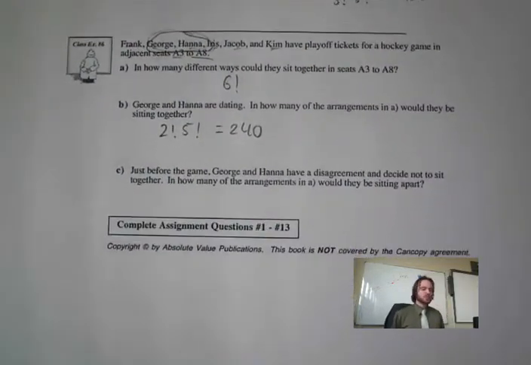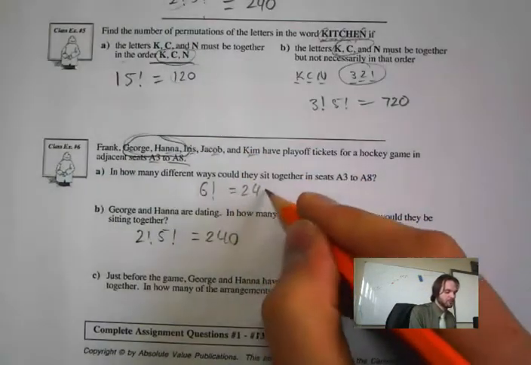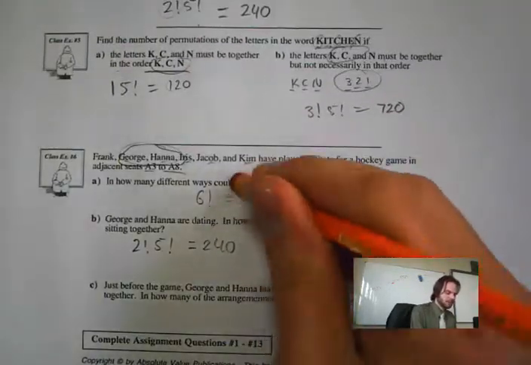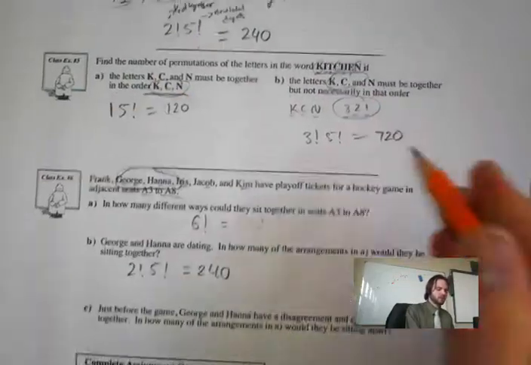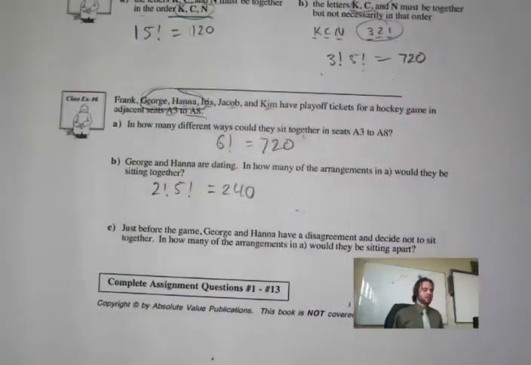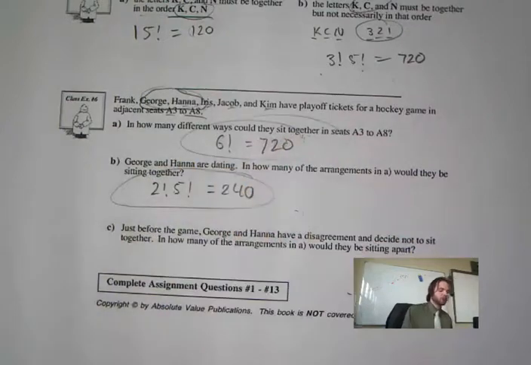Now the next one says, just before the game, George and Hannah have a disagreement and decide not to sit together. How many different arrangements would there be? So now we have to look at the arrangements where they are not sitting together. The 240 is the arrangements where they sit together, and 6 factorial, 720, is all the possible arrangements. We did that a bit earlier.